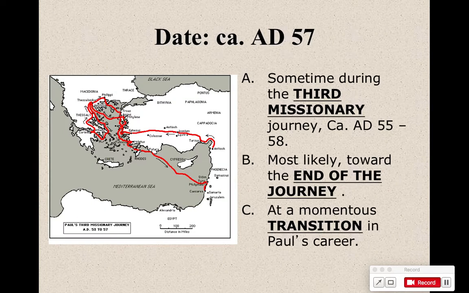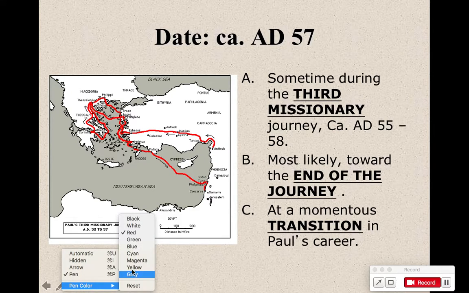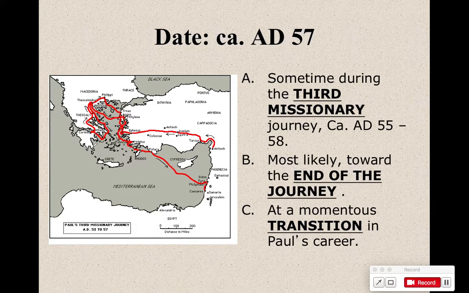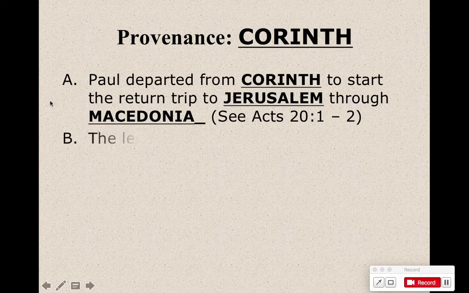Let me back up here and show you. Let me change pen colors so as not to match with the red. Let me go to blue. Okay, so here is Corinth right here on your map. Right up here is the boot of Italy. So to sail across here would be the quickest way to then travel up Italy into Rome.